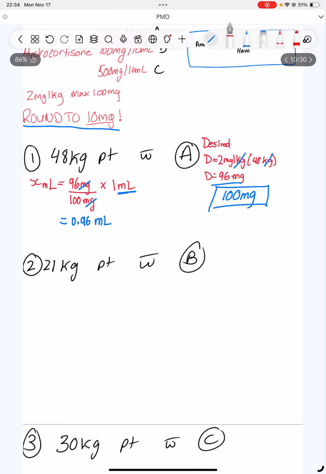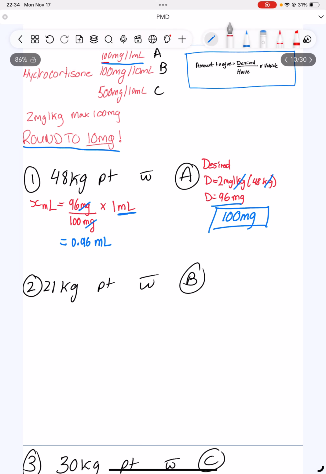So we've got a 21 kilogram patient with drug B, which is 100 milligrams in 10 milliliters. Nothing changes on our dosage. Our desired is going to equal 2 milligrams per kilogram times a 21 kilogram patient. So this is going to equal 42 milligrams. Cancel out your kilograms to prove that. And now let's learn from last time, and simplify that down to 40 milligrams right away, because we know we can round to 10 milligrams for our dosage.